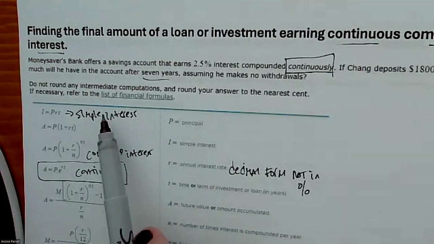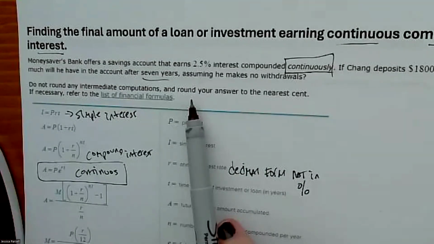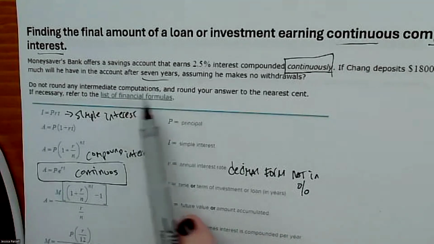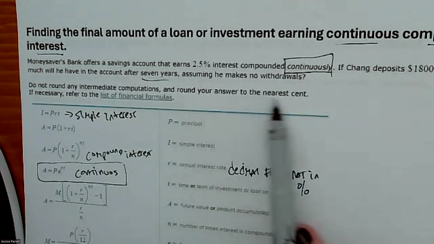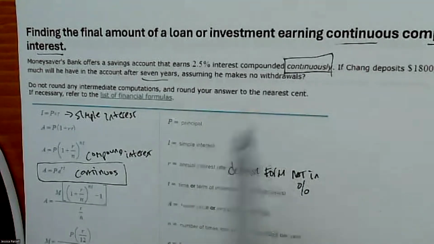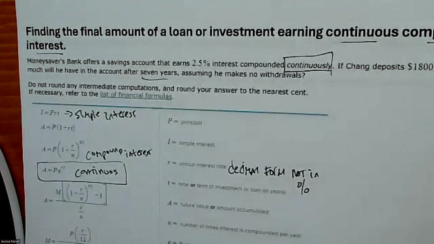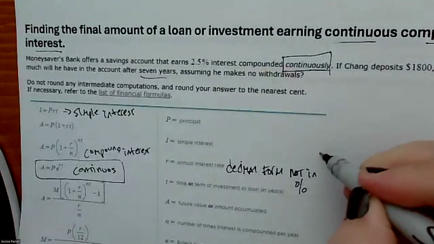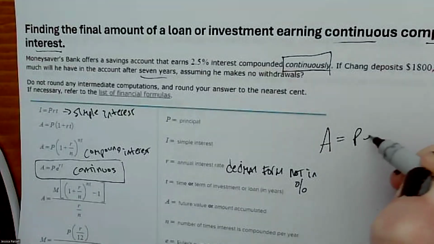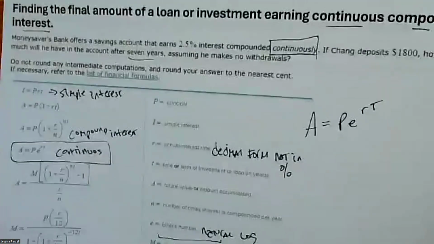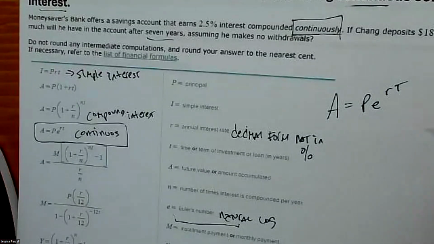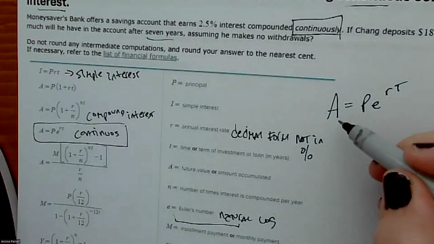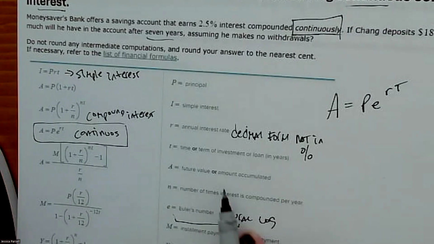Do not round any intermediate computations, which means don't pre-round. Make sure you round at the end to the nearest cent. So don't start cutting off decimals as you go through this formula here. So I'm going to write the formula big. A equals P-E-R-T. So it's PERT. We're PERTing. So let's break this apart. What is A? So A is going to be the future value.